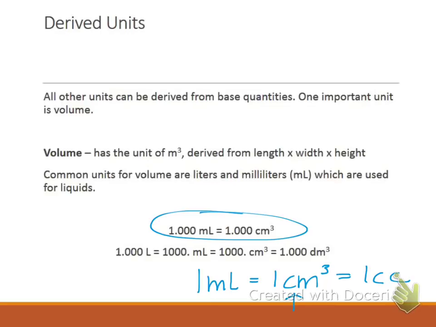I'm sorry, what? Because ml is two syllables. I guess so. Yeah. Cubic centimeters is really long to say, so they shorten it to cc. But it's the equivalent of a milliliter. What if you mishear somebody?